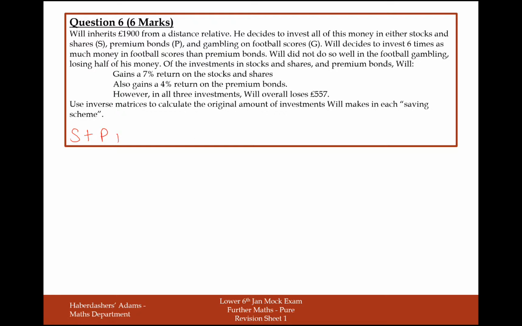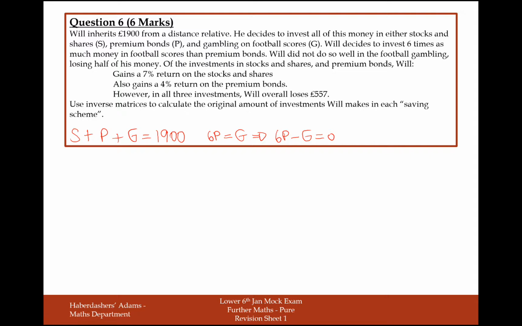S plus P plus G equals £1,900. Carrying on, Will decides to invest 6 times as much money in football scores than in premium bonds. So that means that if I times the amount I've invested in premium bonds by 6, I get the amount I've gambled. 6P equals G. However, for the matrix, I'm going to want to rearrange this to make 6P minus G equal 0.